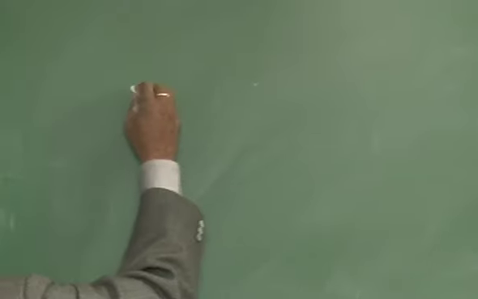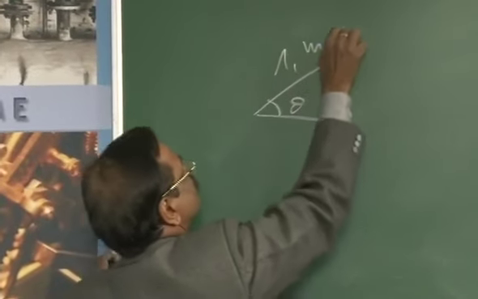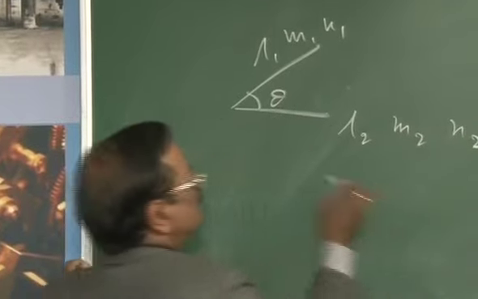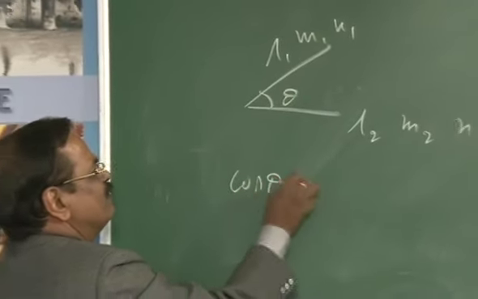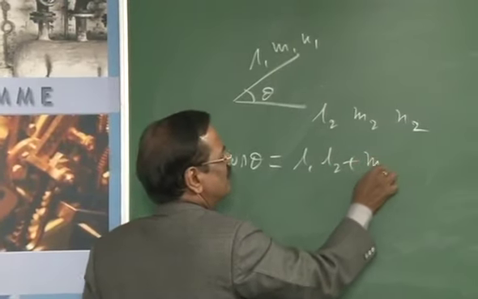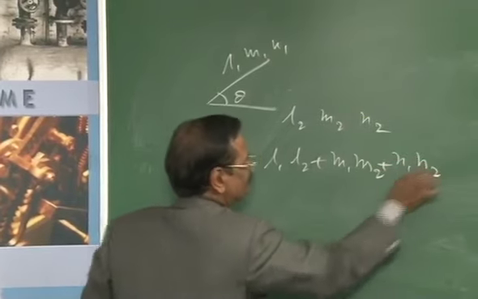Just like this case, when you have 2 lines with the DCs L1 M1 N1 and L2 M2 N2, then I have given just now the formula: cos theta is going to be L1 L2 plus M1 M2 plus N1 N2. This is a formula I derived.